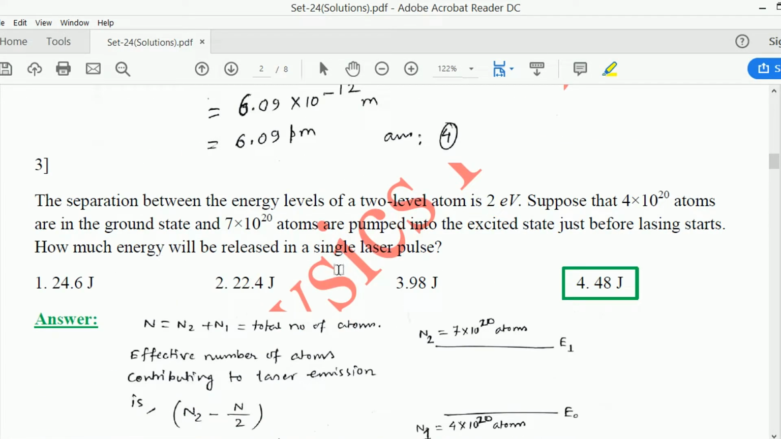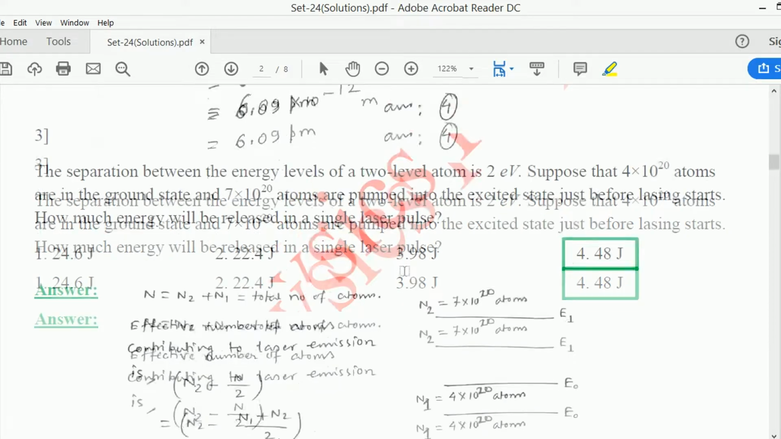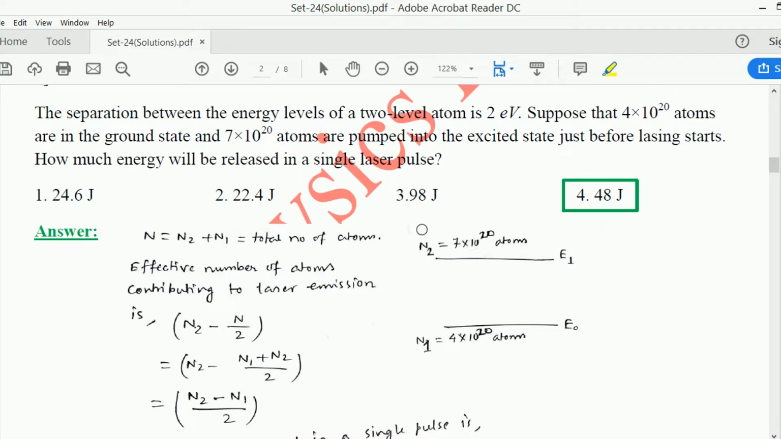Now coming to question number 3. The separation between the energy levels of a 2-level atom is 2 electron volt. Suppose that 4 into 10 to the power 20 atoms are in the ground state and 7 into 10 to the power 20 atoms are pumped into the excited state just before lasing starts. How much energy will be released in a single laser pulse?